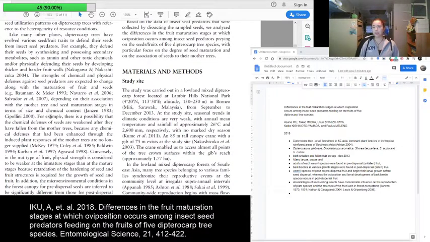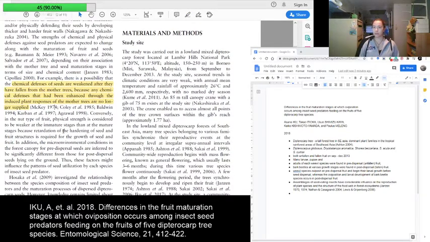So, for example, there's a possibility that the chemical defenses of seeds are weakened after they have fallen from the mother tree, because any chemical defense that had been enhanced through the induced plant responses of the mother trees are no longer supplied. That's an interesting point, because they're not connected to the mother anymore. Just highlight that.